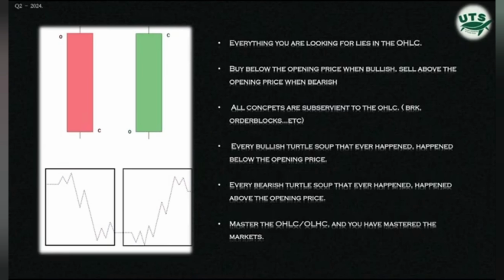If you want a summary of ICT, it's buy below the opening price. This is the foundation. Buy below the opening price when bullish, sell above the opening price when bearish. All concepts are subservient to the open, high, low, and close. You look for the breakers above the opening price. You look for the bullish order block below the opening price, etc. Every bullish turtle soup, and this one is food for thought, every bullish turtle soup that has ever happened was below the opening price of the candle. Every bearish turtle soup that ever happened was above the opening price of the candle.